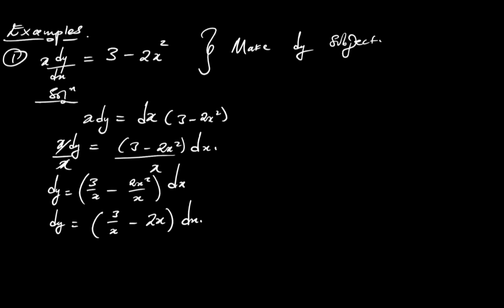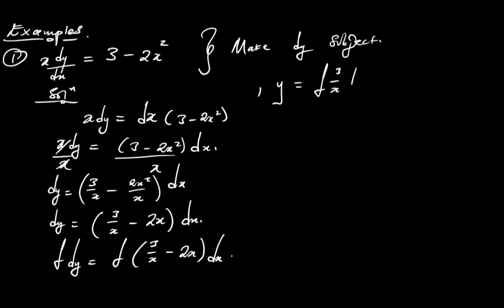So you introduce the integral sign on both ends of the equation. So the integral of dy is equal to the integral of 3 over x minus 2x dx. Now we know that the integral of dy is basically just y. And now I have to find the integral of the other remaining part. So we're trying to integrate according to the linearity property. We can say the integral of 3 over x dx minus the integral of 2x dx.